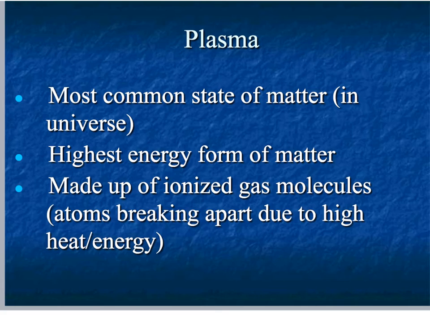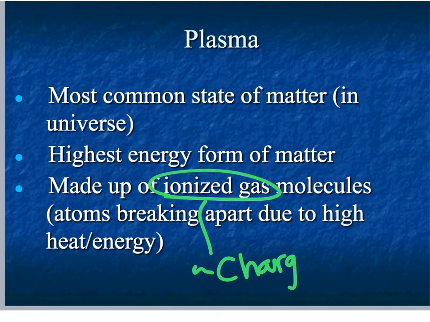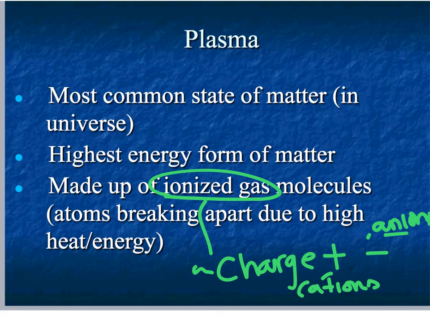Okay, plasma. Plasma is the most common state of matter in the universe. It's basically charged gas. It's the highest energy form of matter. It's made up of ionized, so ionized means it has a charge. The 2 charges we can have are plus and minus. These are going to be cations right here. And these right here, anions. Don't worry about that quite yet, but if you're looking for something else to know, that's something you know.